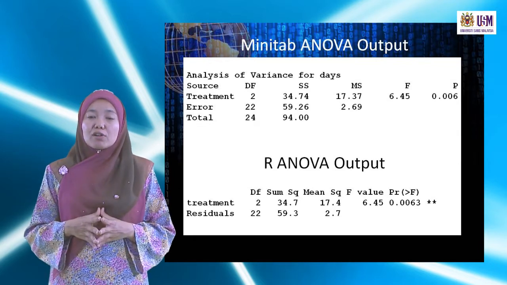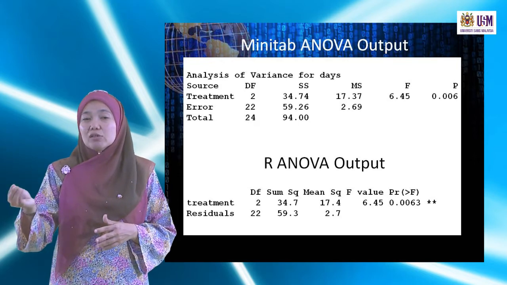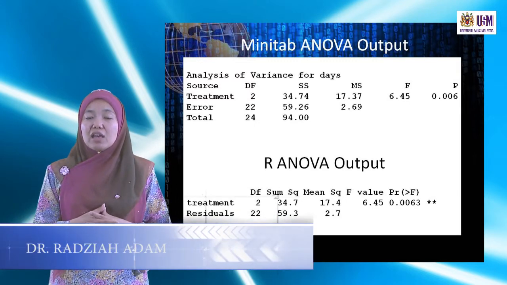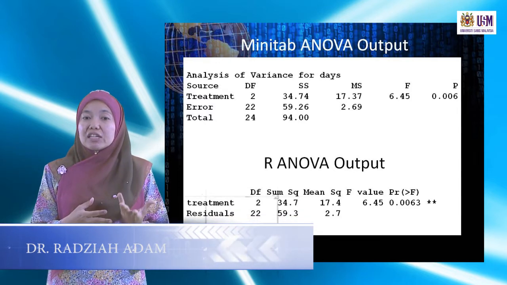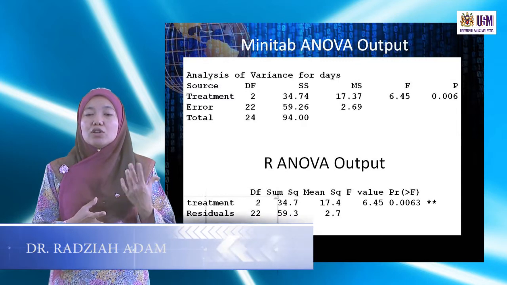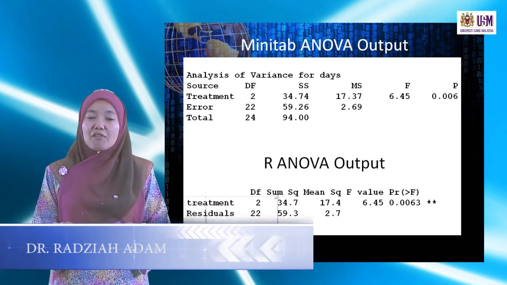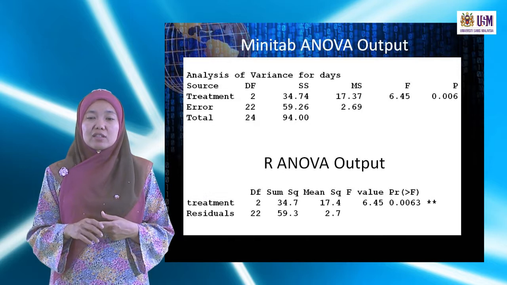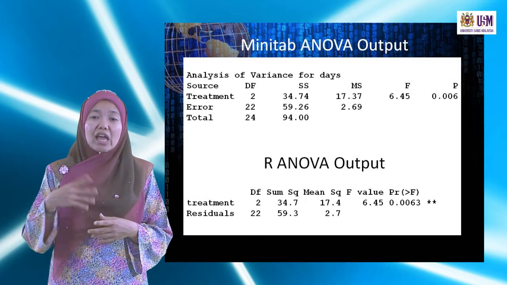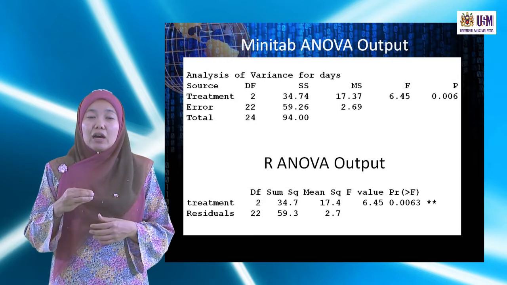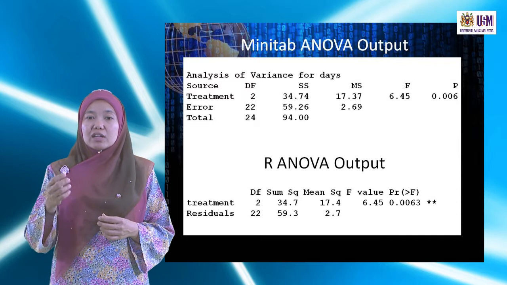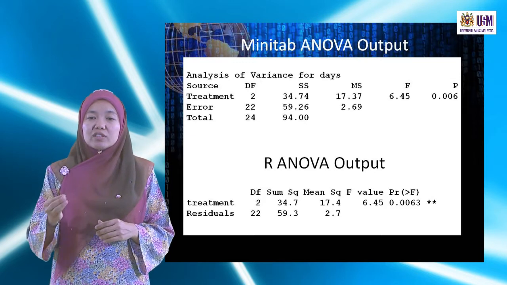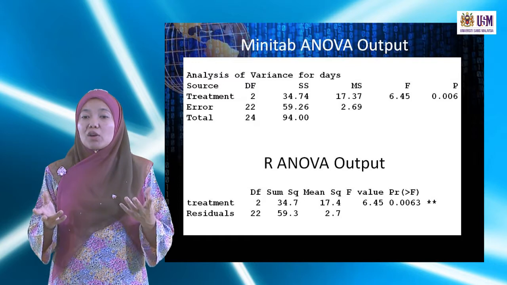If you look at the mean square column, how do you get 17.37? You simply take 34.74 and divide by 2. Similarly, the mean square for error is 59.26 divided by 22, which gives 2.69, or 2.7 in the R output, just rounded to one decimal place. For the F statistic, F ratio or F value, you simply take the between group mean square, 17.37, divided by the within group mean square of error, 2.69, and you get 6.45.